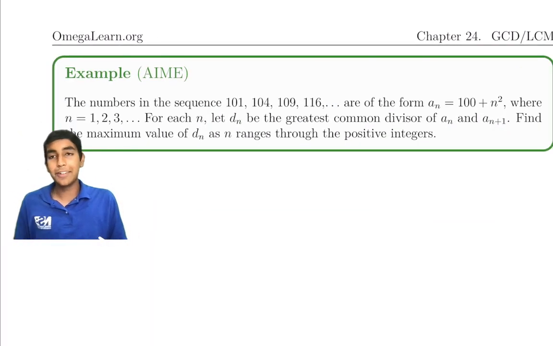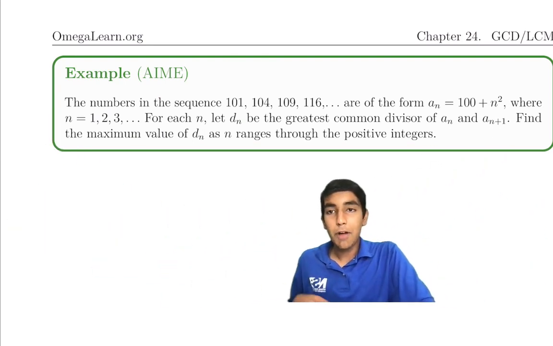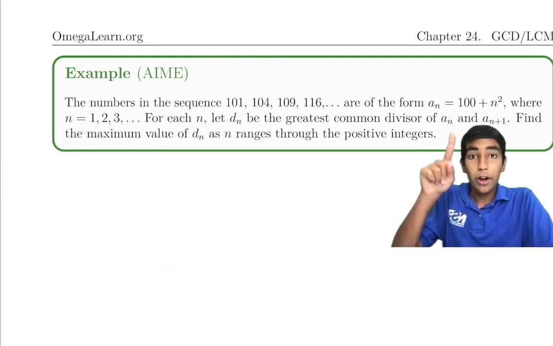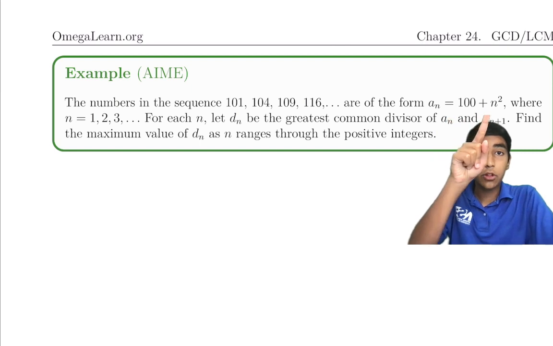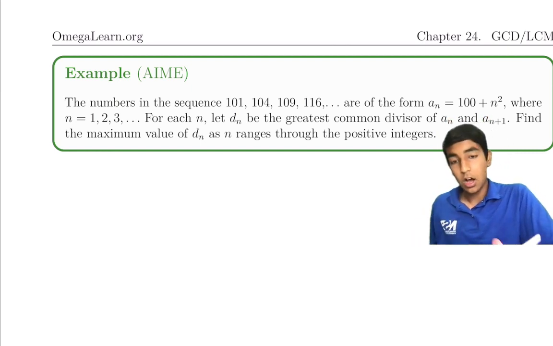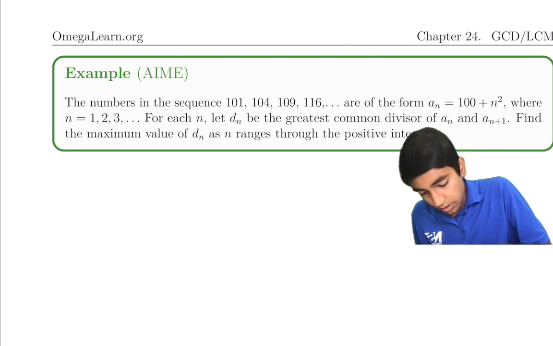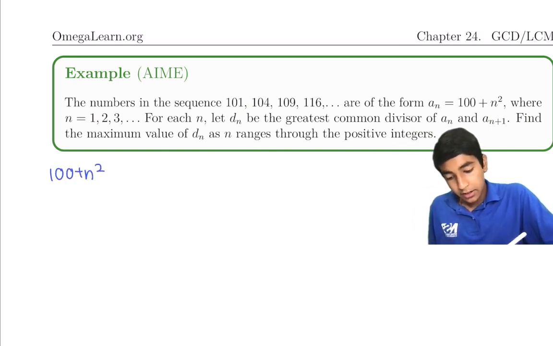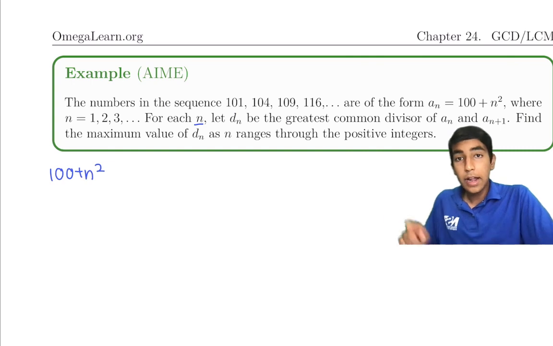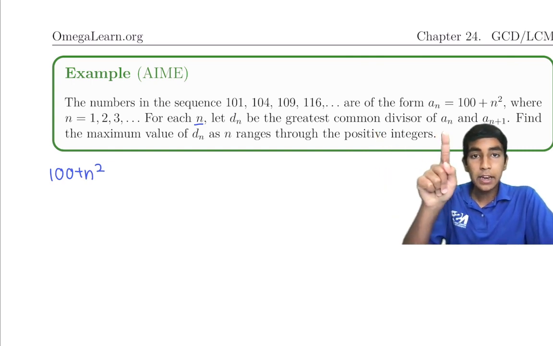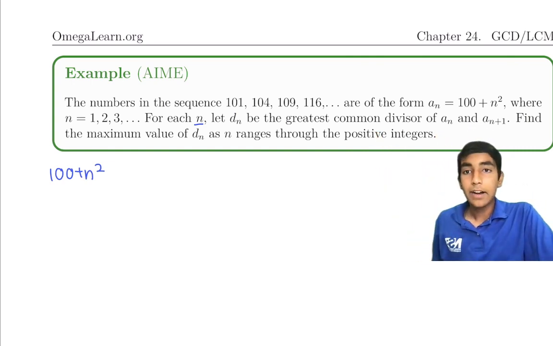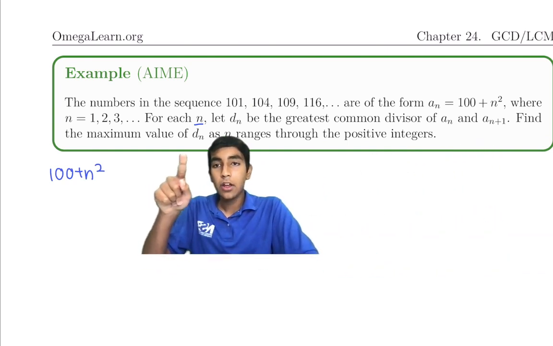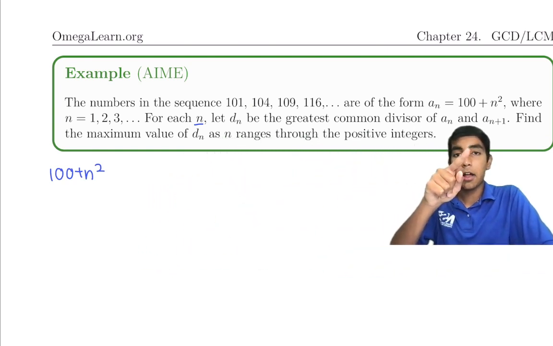Okay, now we've got a cool example from the AIME. So in this problem over here, we've got a sequence where a_n is 100 plus n squared. And we're asked to find, for each n, the greatest common divisor of a_n and a_(n+1). Find the maximum value of d_n over all values of n through the positive integers.